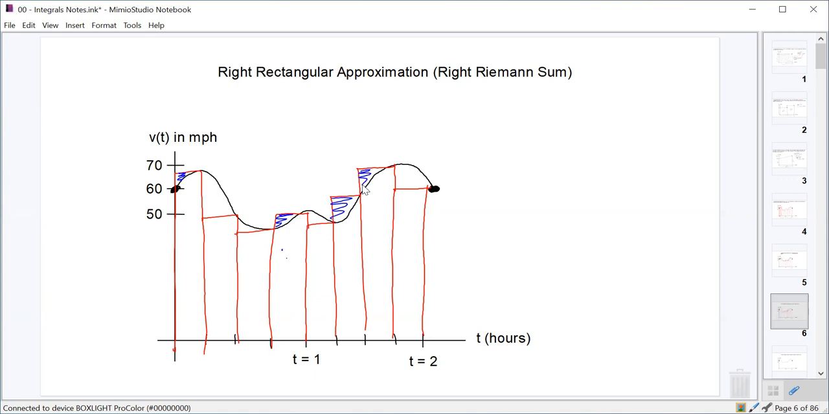And we can see that, again, we've got some sections that extend over. And we've also got some sections that went a bit under. And it looks like those are flipped this time. And so we could note that anytime my function increases, like on this first interval, our right rectangular approximation is an overestimate. And anytime our function decreases, like that second interval there, our right rectangular approximation is an underestimate. And again, I'll have that written down on the slide in just a minute.